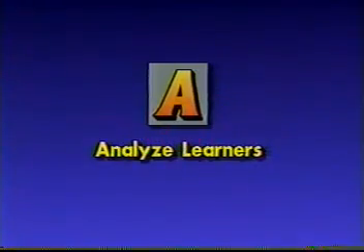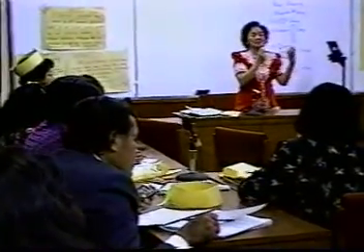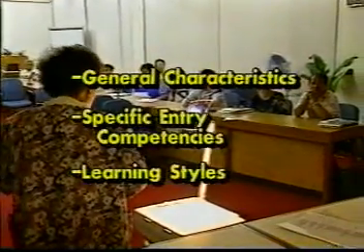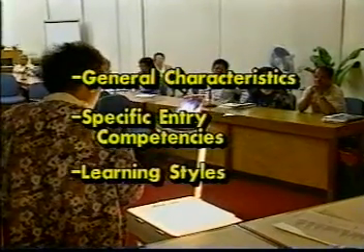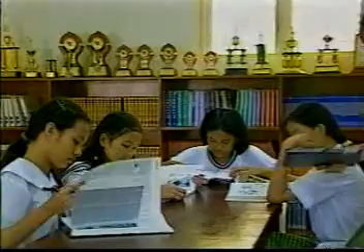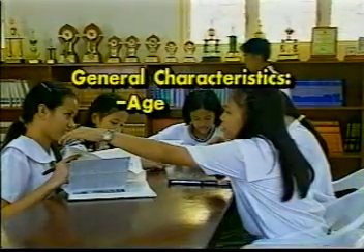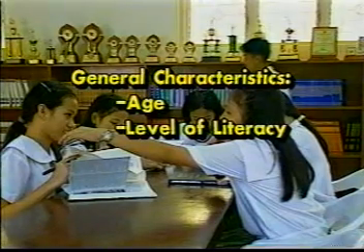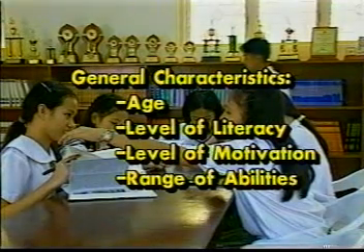The first step is to identify or analyze your target learners. This is because there is a need to match the characteristics of your learner with the content of the lesson. The target learners can be analyzed in terms of general characteristics, specific entry competencies, and learning styles. Under general characteristics, it is useful to consider age, level of literacy, level of motivation, and range of abilities.